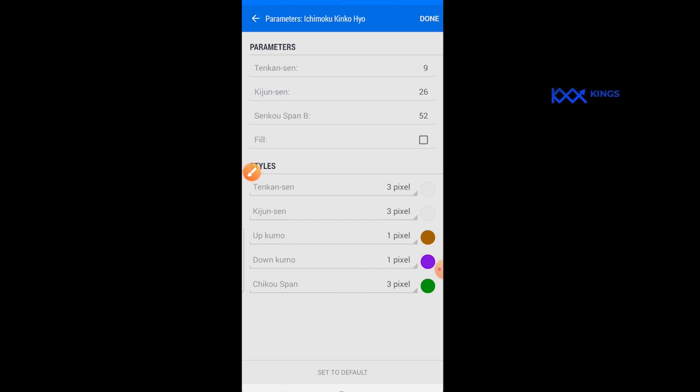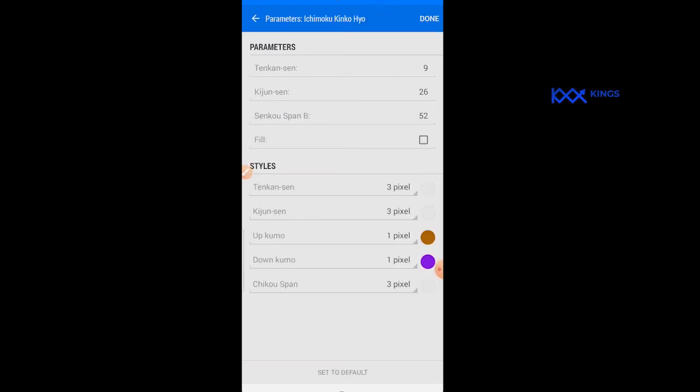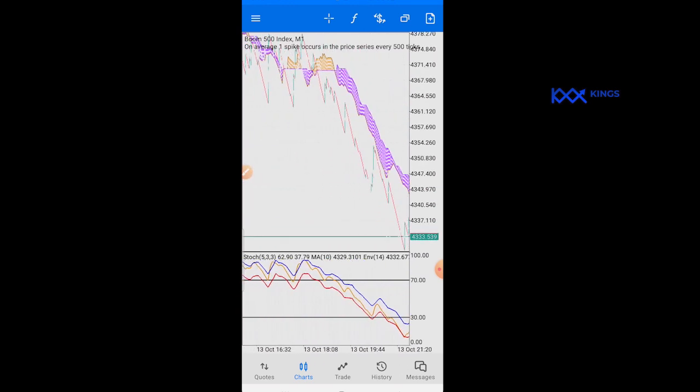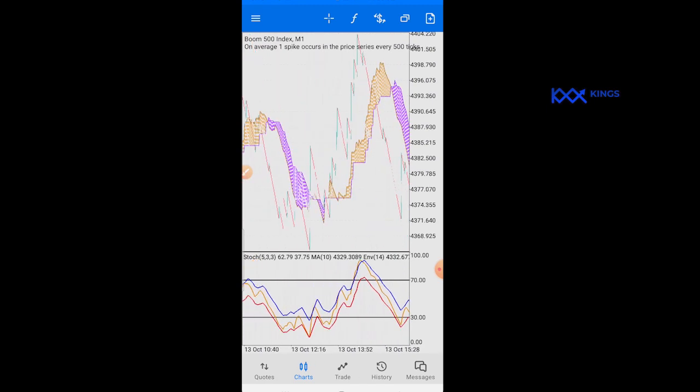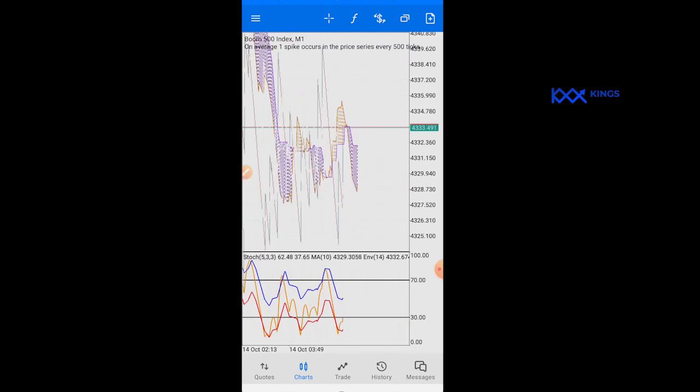Then you change this color, the green color. I just wanted to see only the up Kumo and down Kumo, I don't know how to pronounce that. So now you change this green to your background color too. Only this up Kumo and down Kumo are the lines that we want to see on our main chart. That is the Ichimoku. Once you are done, we go back to our chart. We no longer have that green line. We only have this purple and an orange or brown color right there.